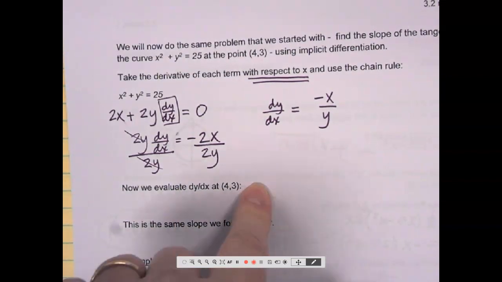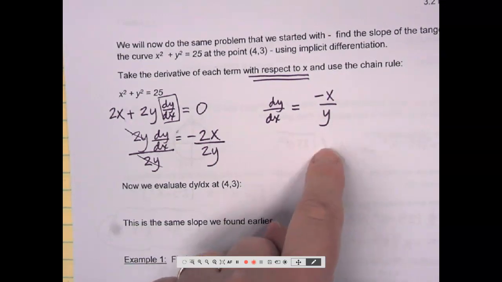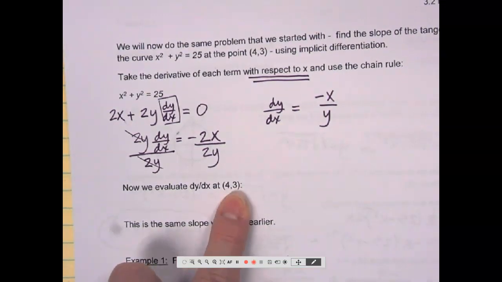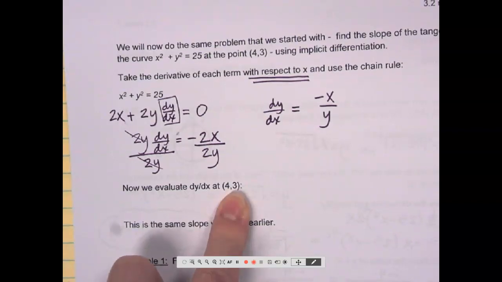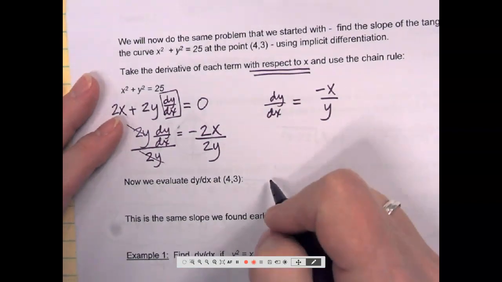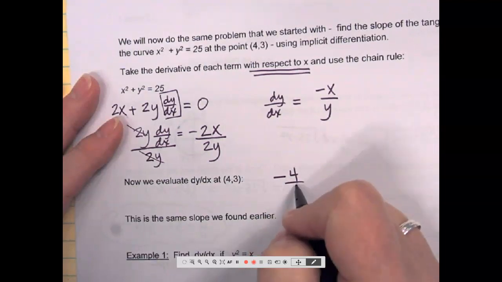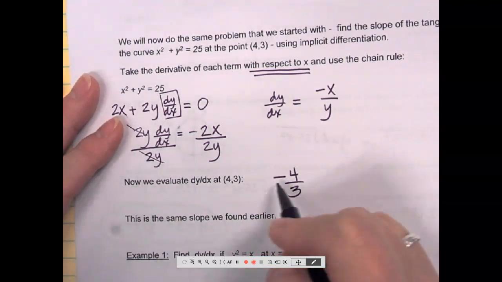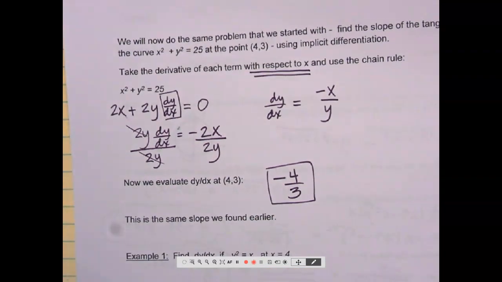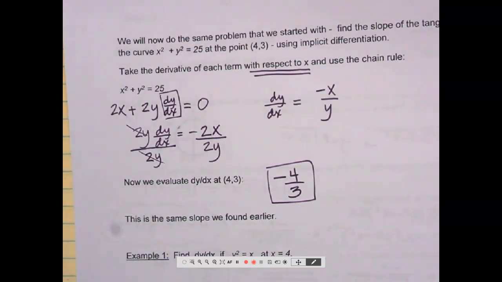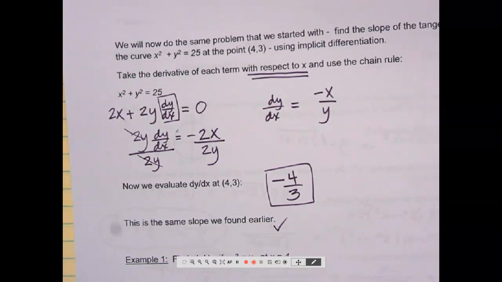Now, evaluate this slope at the ordered pair (4, 3). What are we going to get? -4/3. The same thing. Oh, is it even maybe shorter? Well, maybe a little bit. Okay, so same slope that we found earlier. Yes. So this is what implicit differentiation is.